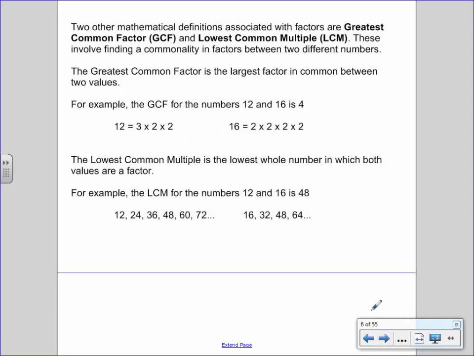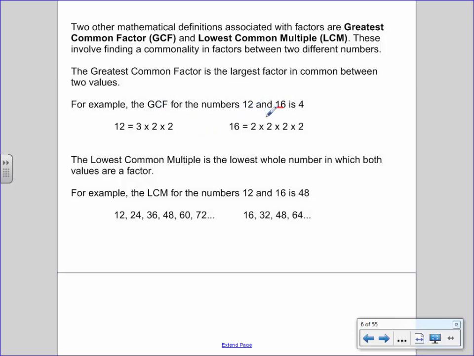So the last thing I want to talk about today is two terms you might have heard of before. We often give them acronyms. We call it either a GCF or an LCM, a greatest common factor or a lowest common multiple. And hopefully you've heard these terms before as well. Let me show you some examples here. The greatest common factor between 12 and 16 is 4.